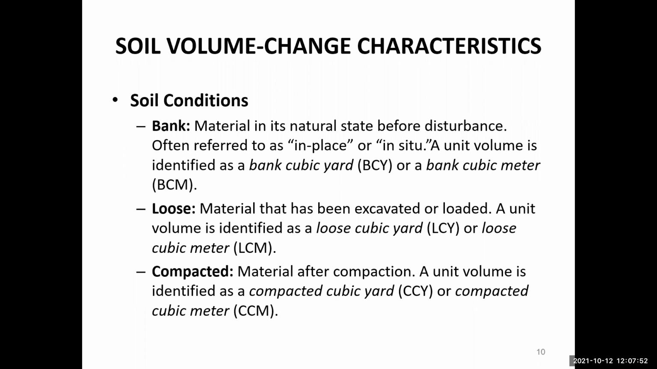So BCY, LCY, and CCY, or BCM, LCM, and CCM are the relevant terms. For example, if you take the SI system, we will use the bank cubic meter. That means the volume of the soil in the bank condition expressed in cubic meter. And similarly, LCM for loose cubic meter, and CCM for compacted cubic meter.